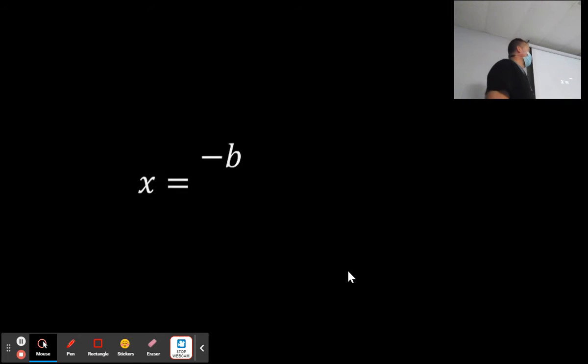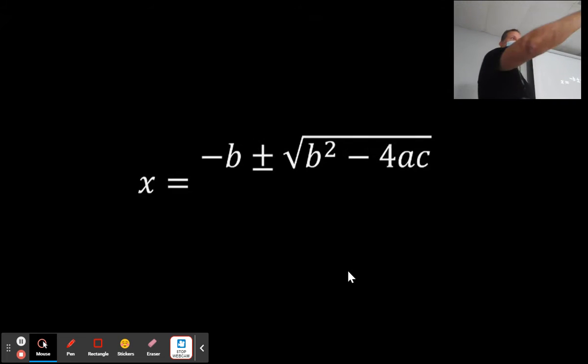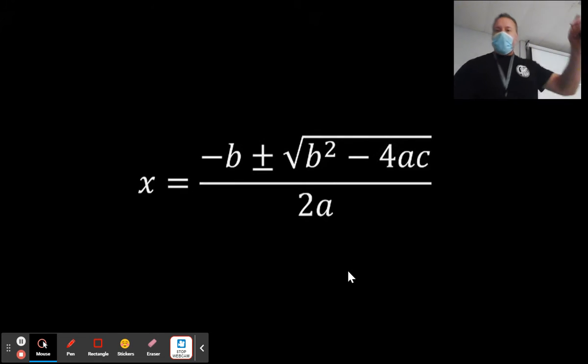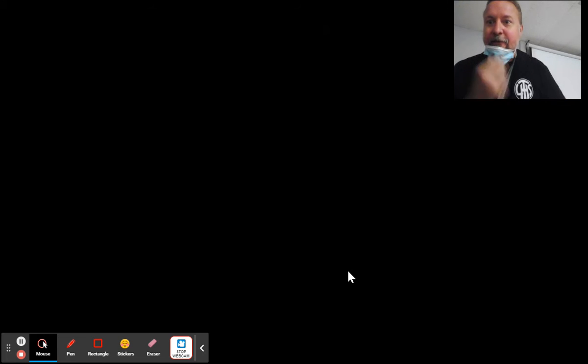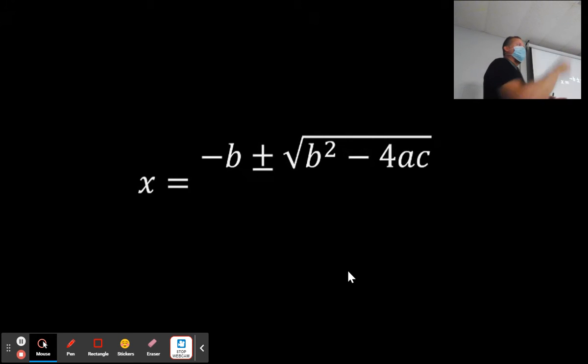X is equal to negative b plus or minus the square root. X is equal to negative b plus or minus the square root of b squared minus 4ac.